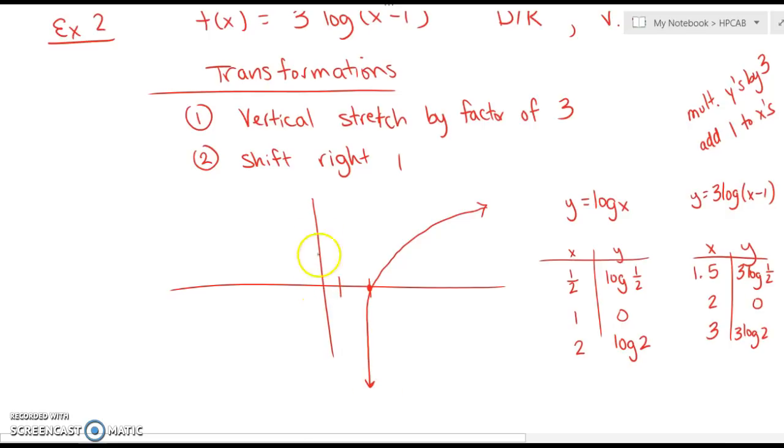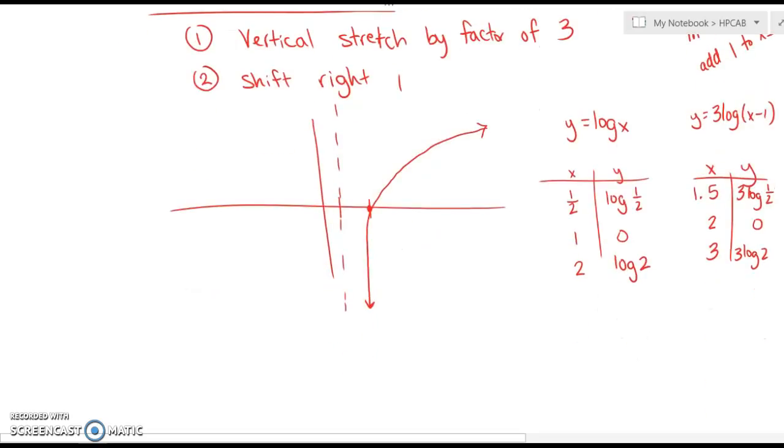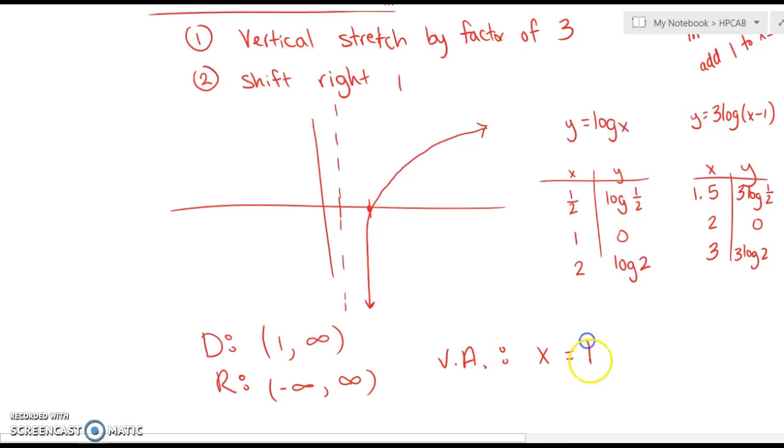The vertical asymptote normally is at x equals 0. It's shifting to the right one. So our vertical asymptote will now be at x equals 1. All right, so the domain, it's everything to the right of 1, so 1 to infinity. All right, our range can be anything, negative infinity to positive infinity. And the vertical asymptote is going to be x equals 1.